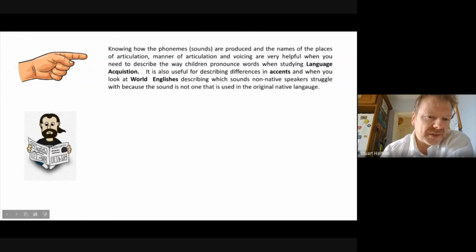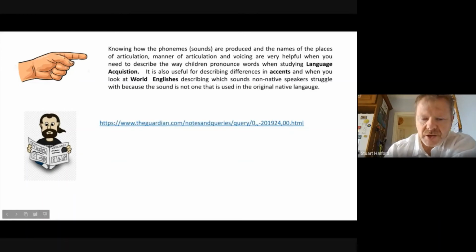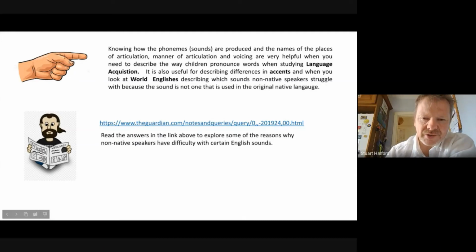This symbol means I'm going to give you something that you can go and have a read of to expand on things further or develop your knowledge. So this one then is a Notes and Queries question that was posed, which was why do non-English speakers sound strange to our ears when they speak English? And if you read the answers, you can see how that illustrates some of the points above about how non-native speakers have difficulty with certain English sounds because they're just not in that language.